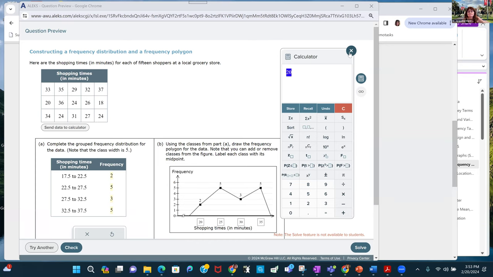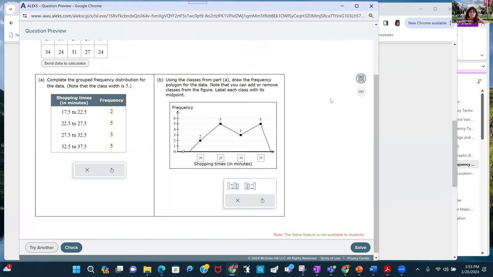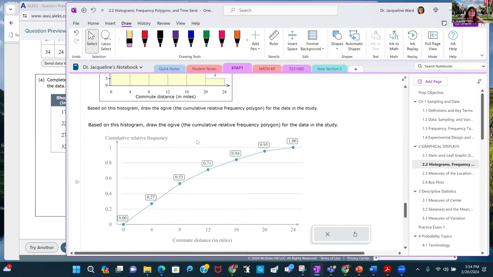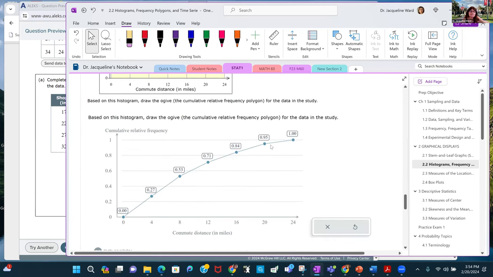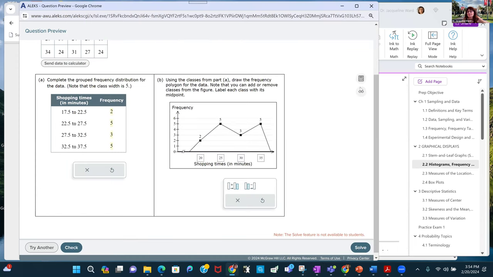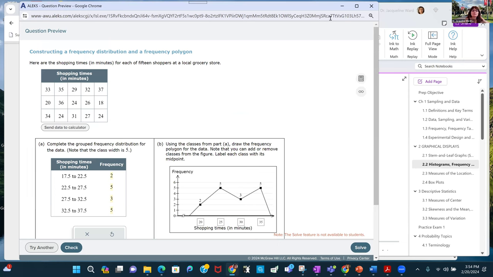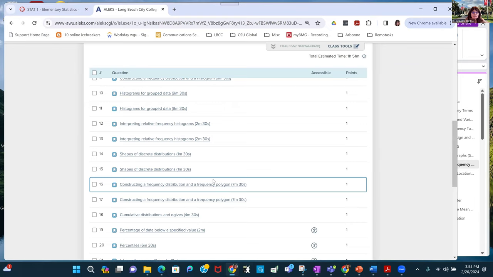Okay. So I think I actually missed that. Or maybe I didn't have that on there. I guess I didn't have one of these on there. All right. So it's a frequency polygon.